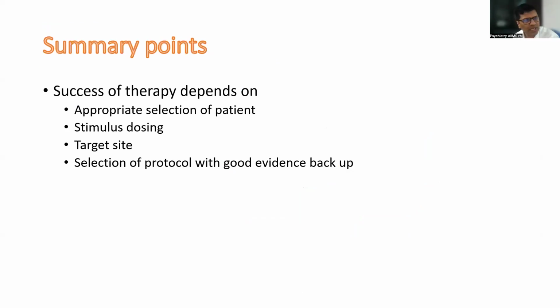Here I will close. We know that rTMS is increasingly being used for a variety of psychiatric conditions, and the success of therapy depends upon a large number of things. You need to choose appropriate patients for rTMS therapy, you need to select an appropriate target area, and you need to choose a protocol that is supported by good evidence. A lot of protocols are available when you refer to the guidelines.